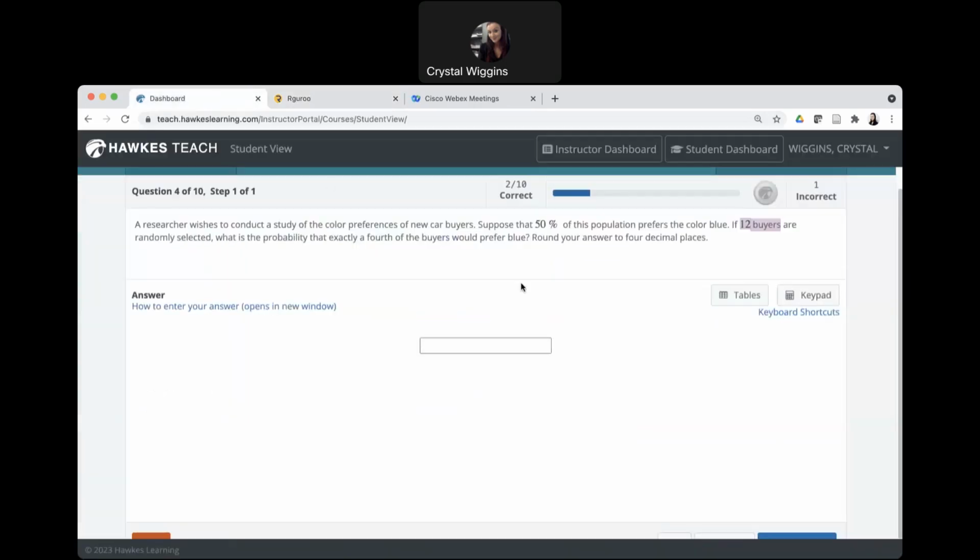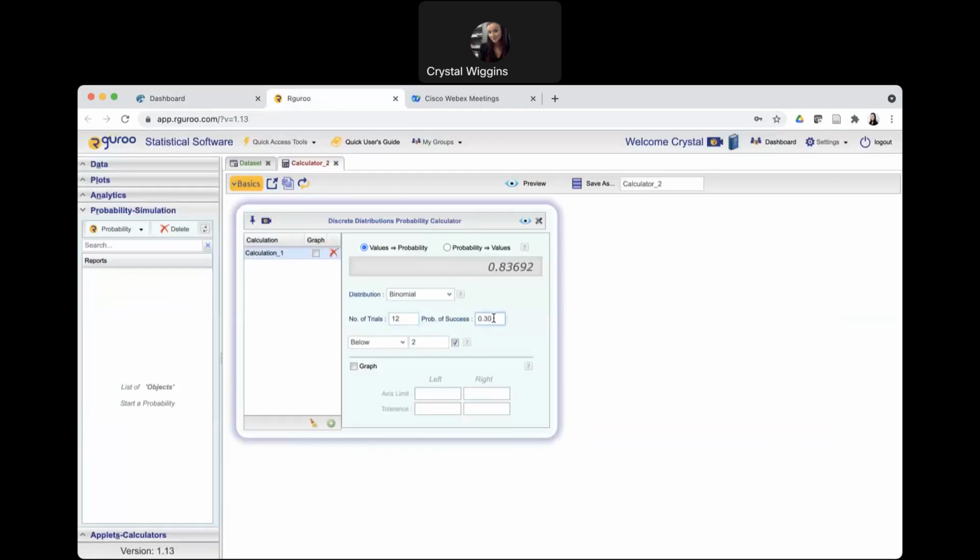Then we need the probability of success. But in order to decide what the success is, you need to know what the focus of the study is. So I come over here and it says, what is the probability? Oh, that's the mode of my calculator. So I would make sure that my mode is pointing to probability that exactly a fourth of the buyers prefer blue. The fact that they are looking for those that prefer blue is the classification of the success. And therefore, this 50% that is referencing preferring blue is my probability of success. So I'm going to put in 0.5 as my probability.